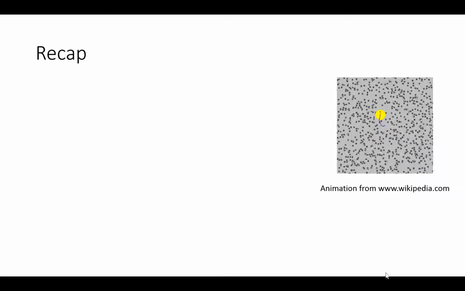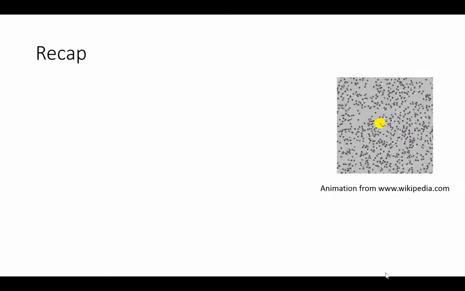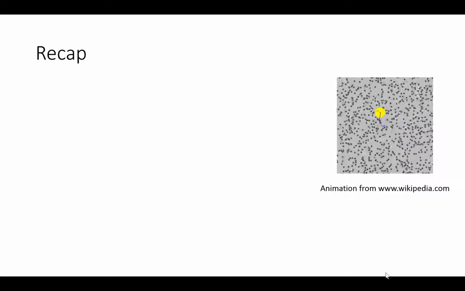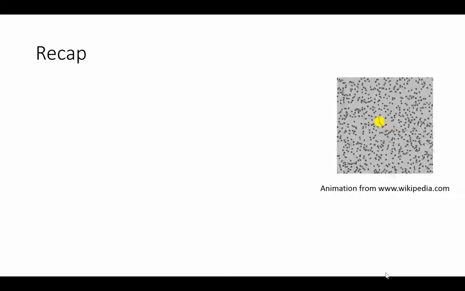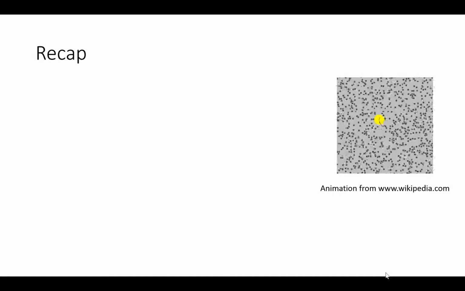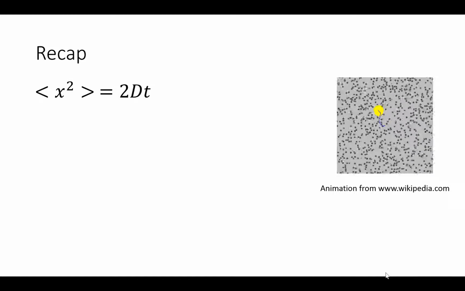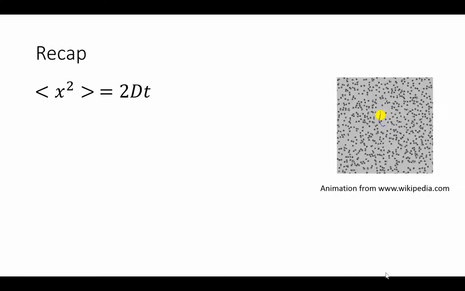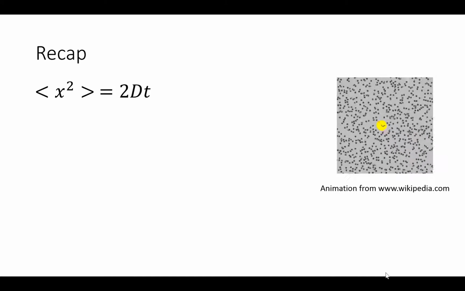As the solvent molecules hit the particle from all sides, the solvent molecules being the black dots in this case, the particle moves in a random walk through the solution, and the average distance moved in one direction is given by the diffusion coefficient. So, the average of the square displacement is equal to 2 times the diffusion constant times the time.